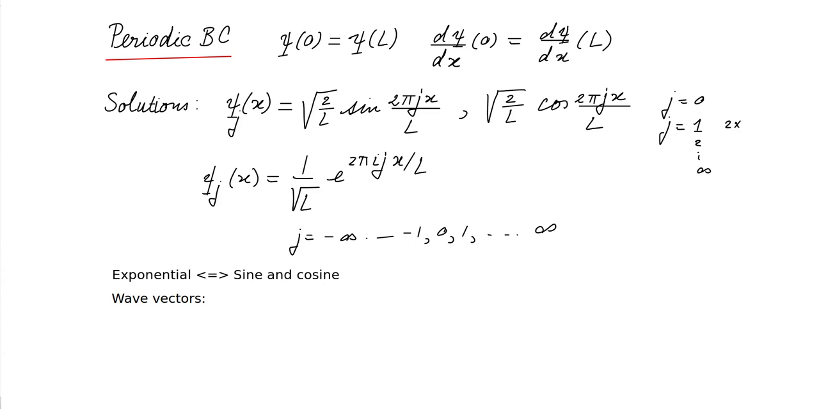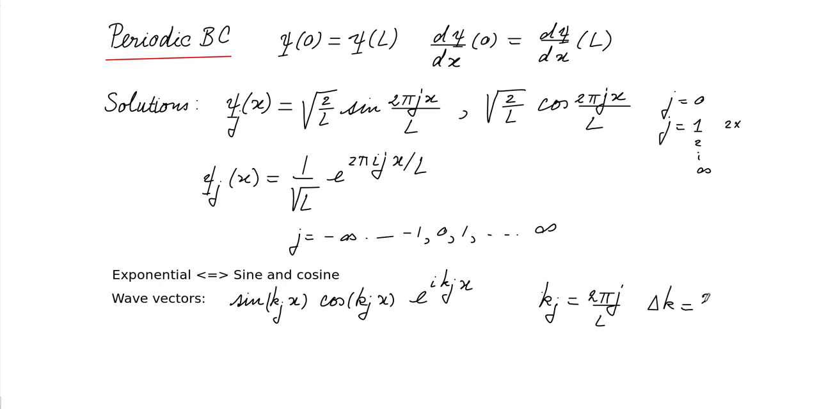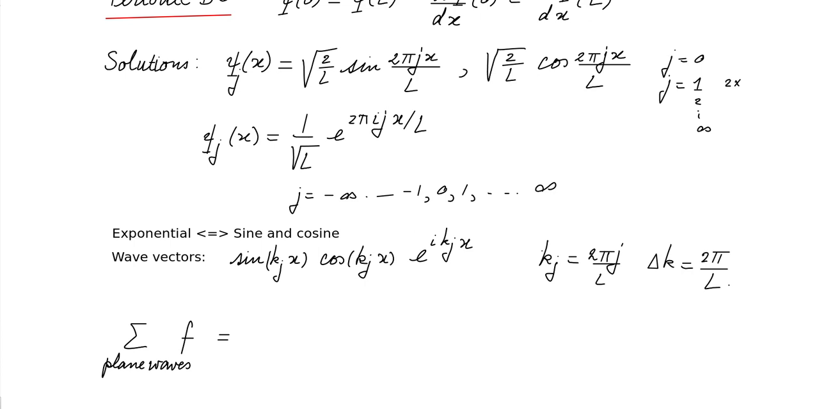Obviously, we can introduce wave vectors for these solutions as well. We can write the sine of kjx, the cosine of kjx, or the exponential of i kjx. In all cases, because the kj is always given as 2 pi j over L, we have that delta k is 2 pi over L. Therefore, if we have some function f that we want to sum over all the plane waves, then we can write this as a sum over j. If we use the plane waves, then we see that j runs from minus infinity to plus infinity.